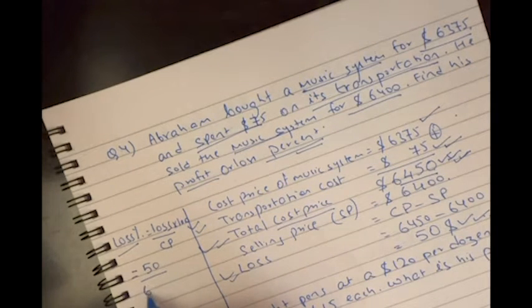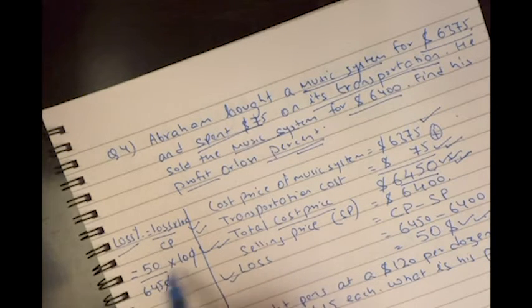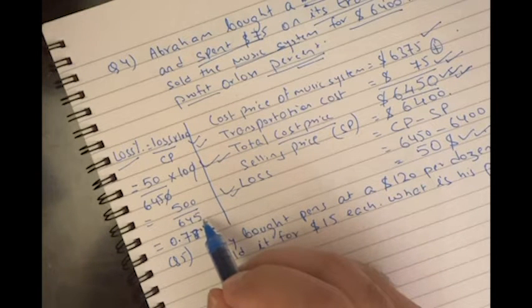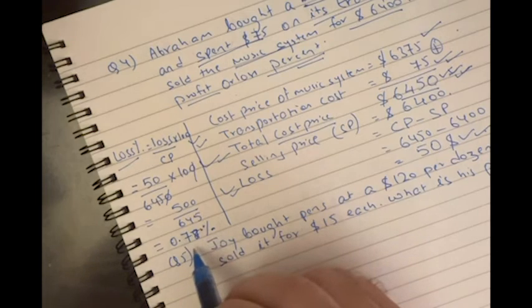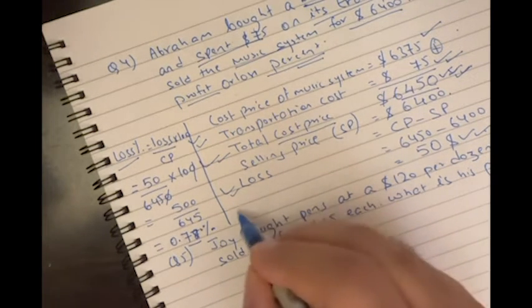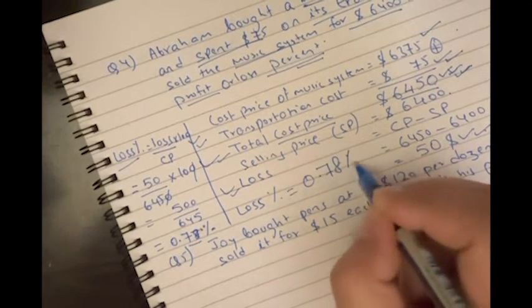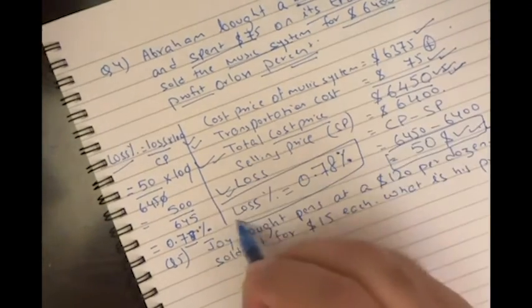Okay, so 6450 multiplied by 100. This 0 can go here, this 0 can go here, and when you do the calculation, this will come out to be 500 divided by 645. So when you divide 500 by 645, you will get a value of around 0.775, which I have rounded to 2 decimal points, and hence 0.78. So your loss percentage is equal to 0.78. That's your answer. And your answer stops here after getting the loss percentage.